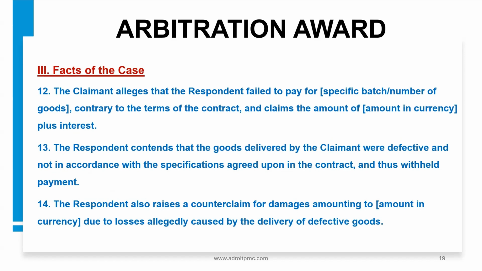So here the claimant alleges that the respondent failed to pay contrary to the terms of the contract, and claims the amount of so and so plus interest. The respondent contends that the goods delivered by the claimant were defective, and because of which he has withheld the payment. The respondent also raises a counterclaim. He also makes his claim for damages because of defective goods delivery.